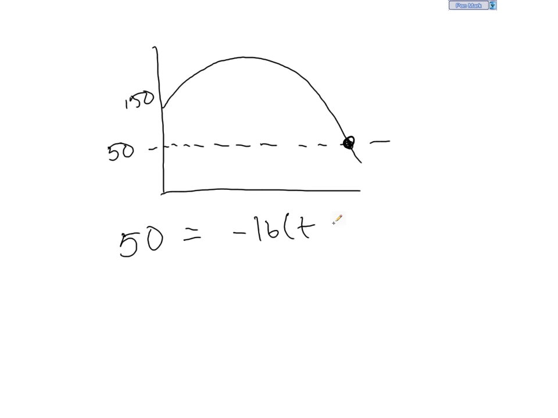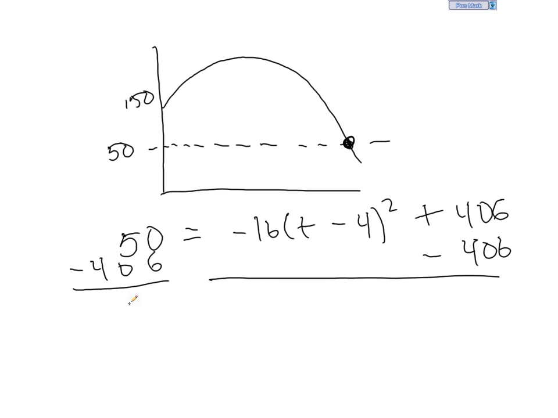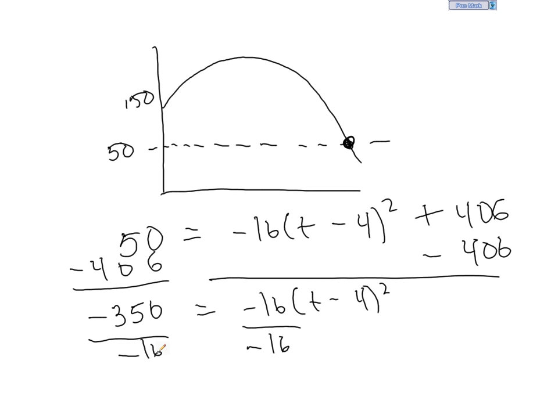And we're going to use our vertex form in the exact same way as we did earlier. So the beauty of this process is that we do the same thing every time. There's really nothing new here. Subtract 406. Now in this case, we have negative 356 equals negative 16 times (t minus 4) squared. Divide by negative 16. And we get 22.25 equals (t minus 4) squared.